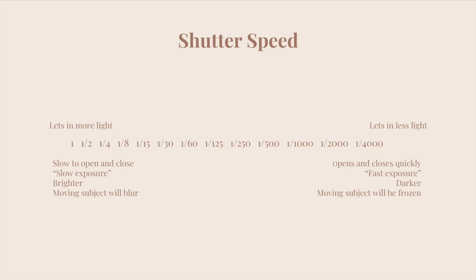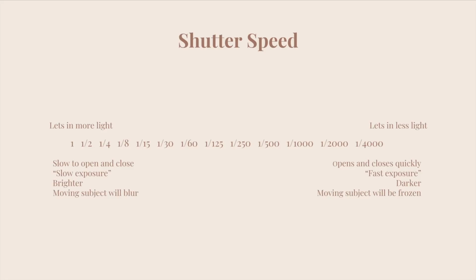So moving on to shutter speed. Shutter speed, again, is how fast or slow the shutter opens and closes, and we can control that speed. This number scale is in seconds, and on the left-hand side, we're looking at 1 second, going all the way up to 1/4000th of a second.